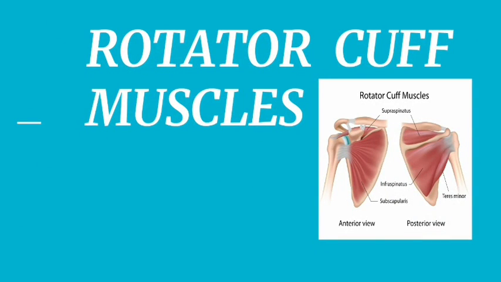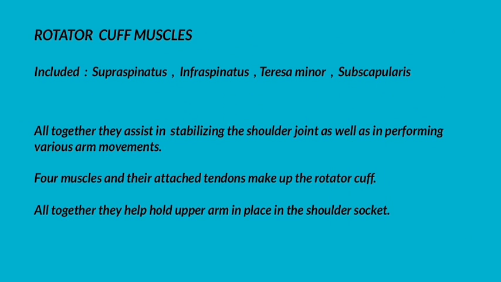In this presentation, I'm going to talk about rotator cuff muscles. Rotator cuff muscles include supraspinatus, infraspinatus, teres minor, subscapularis. Altogether, they assist in stabilizing the shoulder joint as well as in performing various arm movements. Four muscles and their attached tendons make up the rotator cuff. Altogether, they help hold the upper arm in place in the shoulder socket.